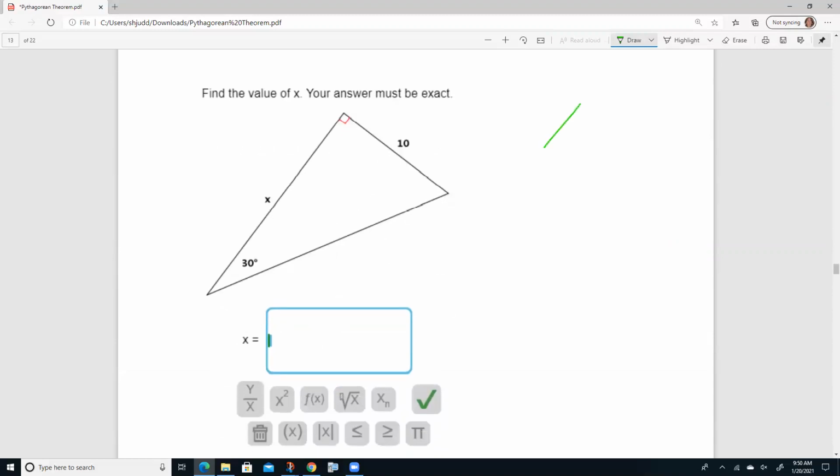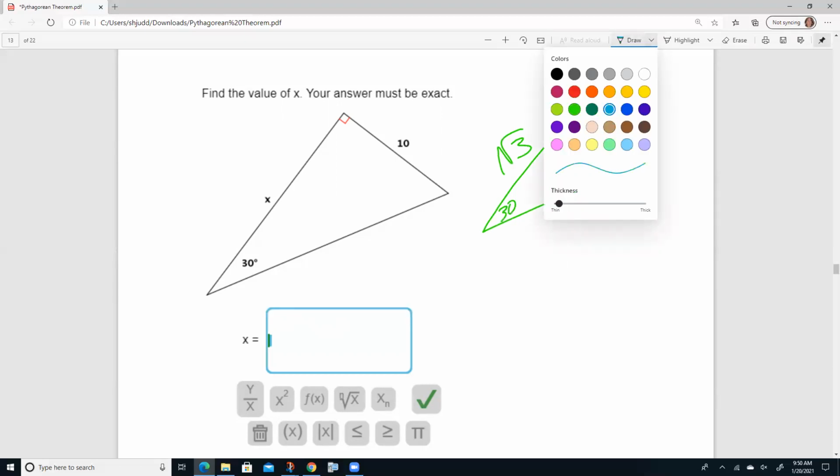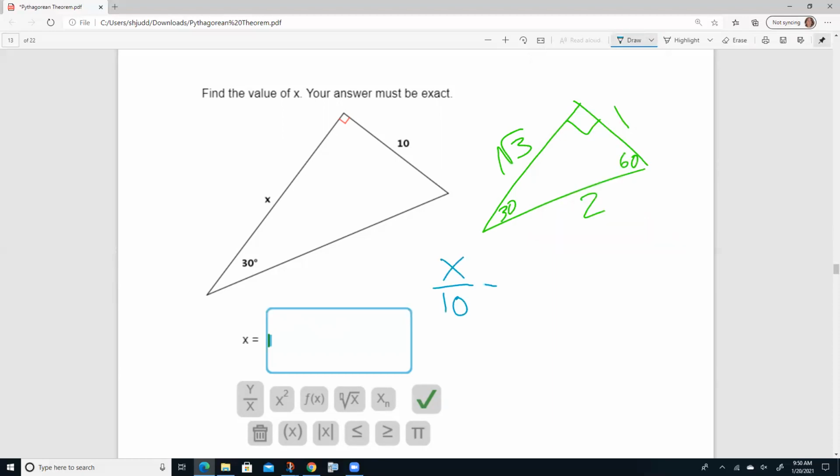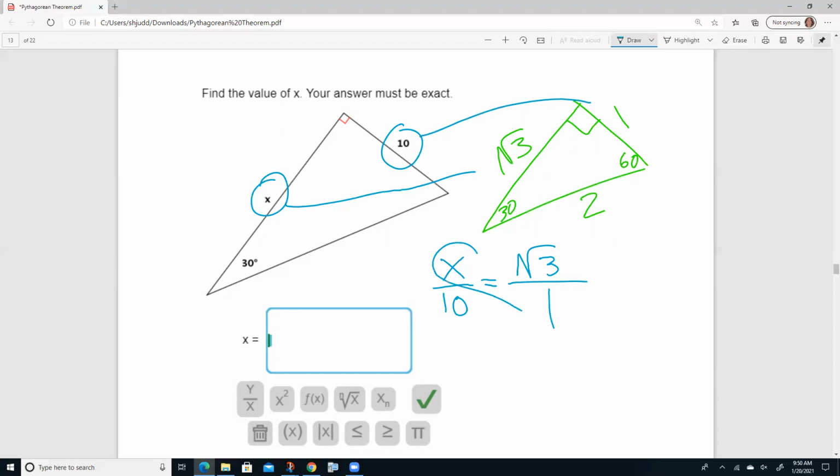Let's do another. So we have 1, 2, the square root of 3, where this is 30 and this is 60. Start with x over 10. Always just start with the one that I know. I know x is corresponding to square root of 3, and 10 is corresponding to 1. So I'll cross multiply again. And x is going to be equal to 10 times the square root of 3.